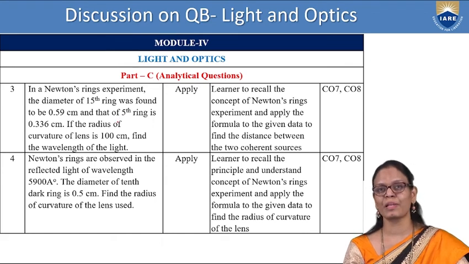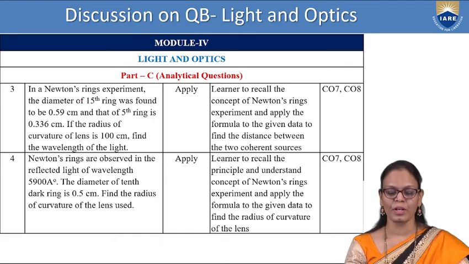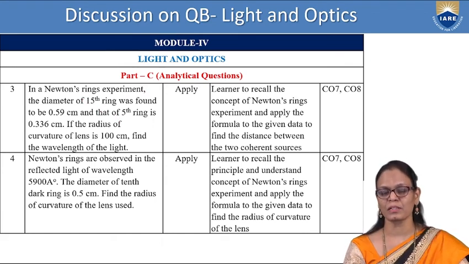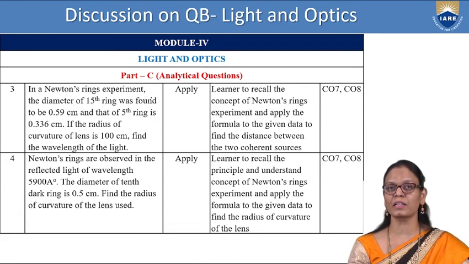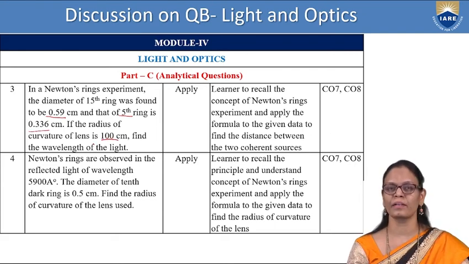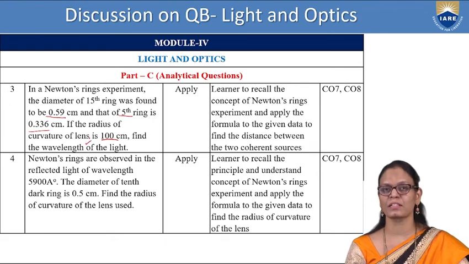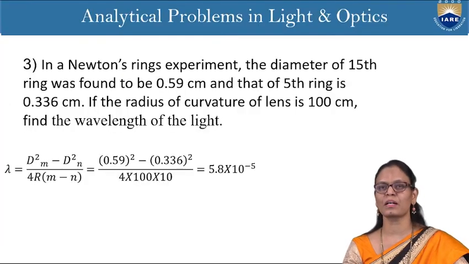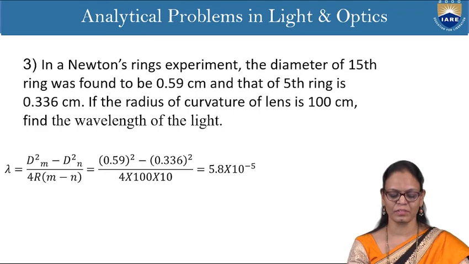Next, numericals on Newton's rings. In Newton's rings experiment, the diameter of the 15th ring was found to be 0.59 and the 5th ring is 0.336. Radius of curvature is 100. Find the wavelength of light. So we have a direct formula to calculate the lambda.